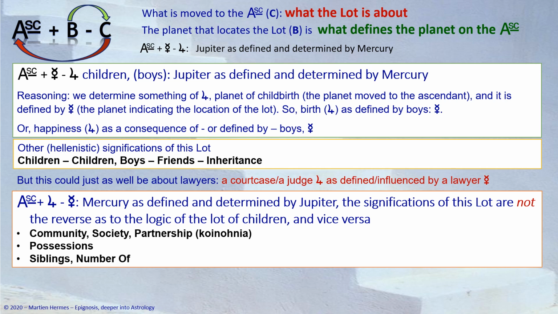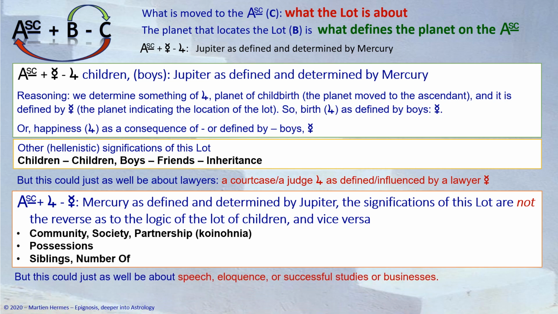So, what do the Hellenistic sources give for this lot? Community, society, partnership, possessions, that's something to do with Mercury again, and Jupiter, simply because Jupiter has to do with wealth and all sorts of financial or material gain. And it's again about siblings, number of siblings, but siblings now in general and not your own personal children, which is something different. So that's the reason why I'm quite adamant about this principle of not reversing the planets in the formula, but reversing the way we count these distances between these two planets. I hope I've made that clear. So I hope I have presented some sort of logic for why we should not reverse the symbolism.